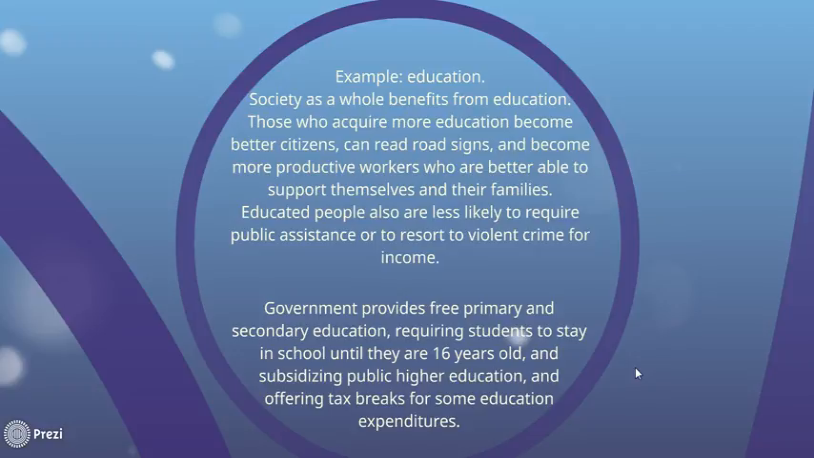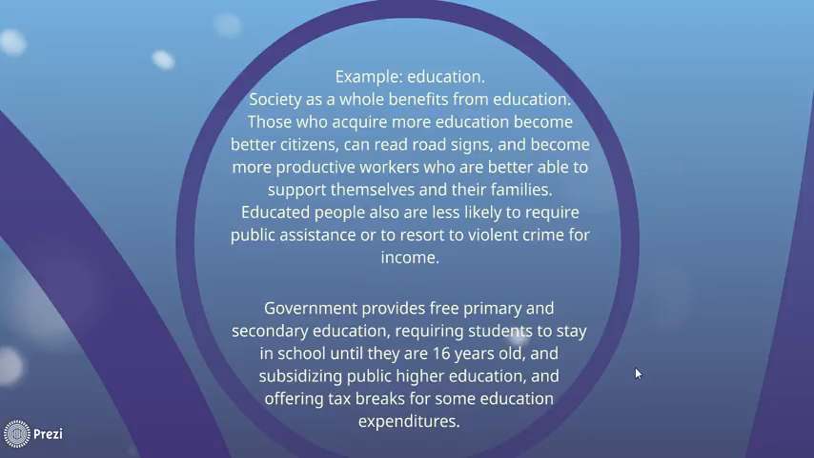All right, so when there are positive externalities, governments aim to increase the level of production beyond what would be chosen privately. So I'm going to come up here to education. For example, education generates positive externalities. Society as a whole benefits from education. Those who acquire more education become better citizens. They can read road signs. They can become more productive workers who are better able to support themselves and their families.